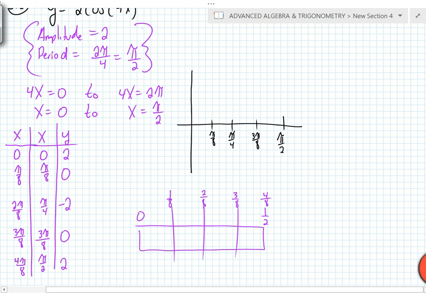Now we're ready to graph. Ooh, we need a scaling for our amplitude. If we graph our first coordinate, 0, 2, we get a coordinate up here and down here. I think you're probably seeing the pattern already. And we can get a real quick graph.